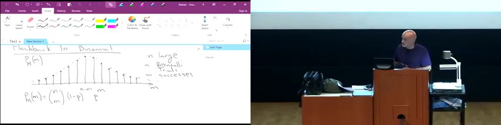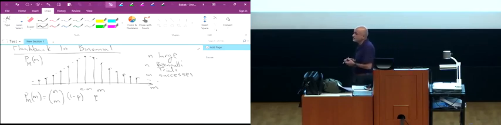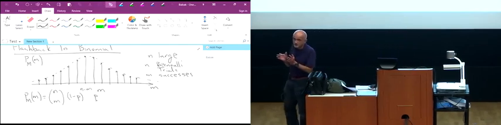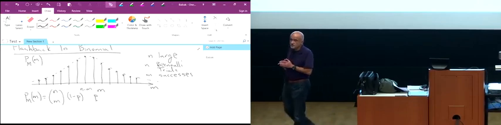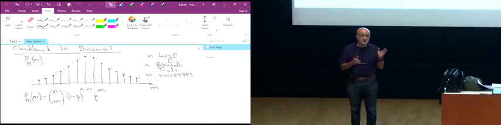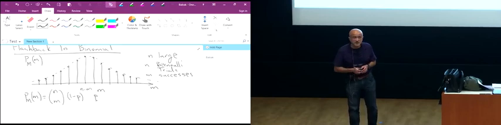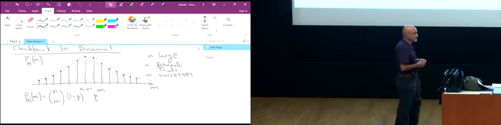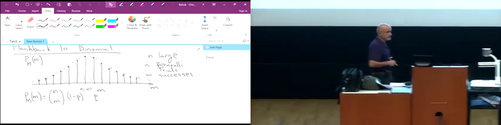But for a small number of trials, it's very much dependent on the skew of the probability of the Bernoulli. So if the probability of a success is much higher than the probability of a failure, then this curve is not going to be nice and symmetric. It's going to be skewed.